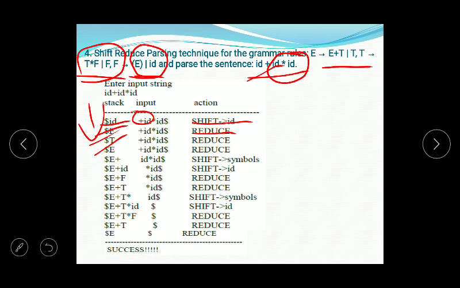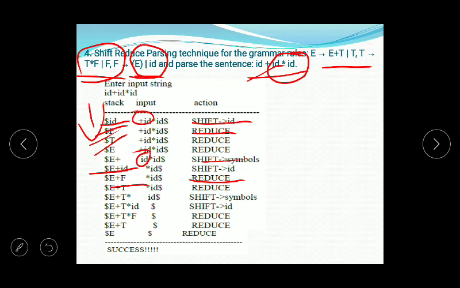So the parser will try to push the next input symbol onto the stack. So the next input symbol is ID. So shift ID onto the stack. Now the stack is E plus ID. Now what happens? Top of the stack contains ID. Like our previous step, this ID can be reduced to F. Just observe here, ID can be reduced to F, so the action is reduce. Then F can be reduced to T.